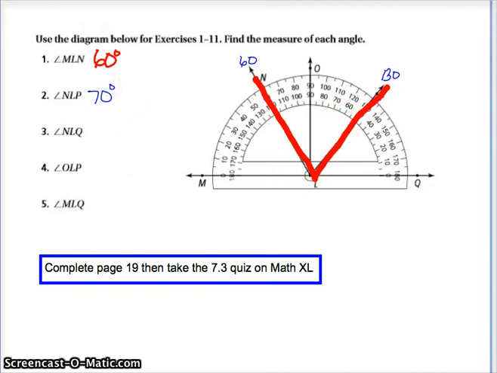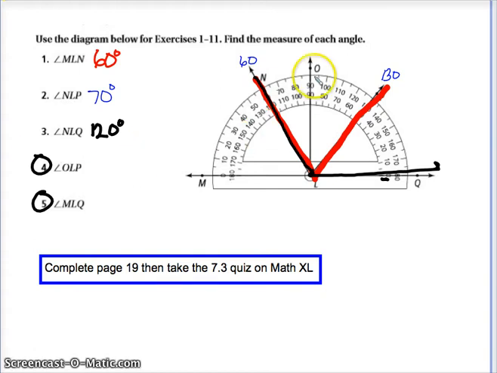And then NLQ. Let's go ahead and trace NLQ. N, L, and then Q. That is an obtuse angle, and this leg lies right at 0. So I'm going to look how far it's opened up. It's opened all the way up here, and now I'm looking at these bottom numbers. That's where my 0 is. How far is it opened up? That's 120 degrees. All right, why don't you all try questions 4 and 5. Pause the video and then check your answers.